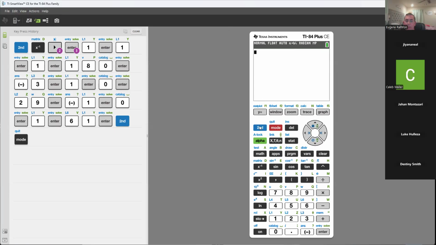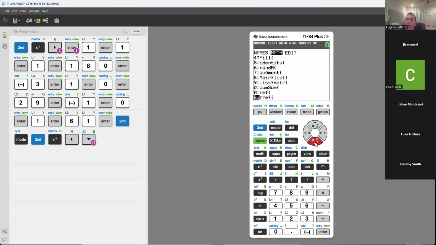So we're going to go to second, x-1 for the matrix again. We're going to arrow to math. And then remember, once I got math highlighted, I'm going to arrow down and get RREF and hit enter. So now I just got to grab that matrix.